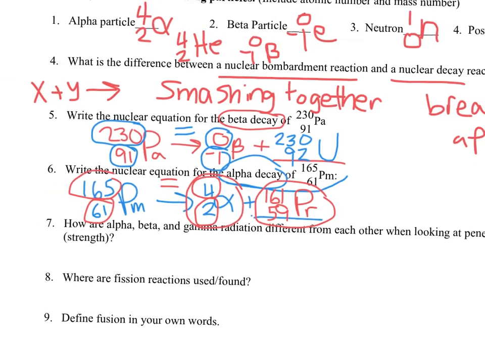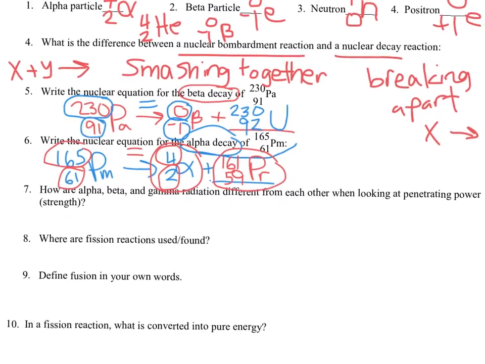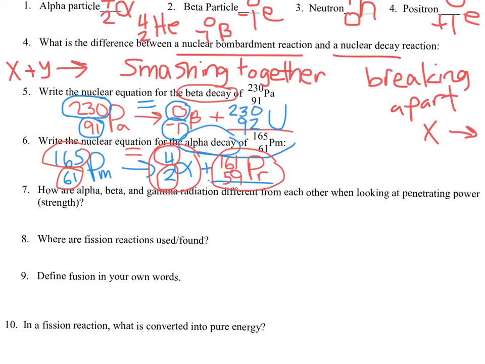So let's zoom out a little bit and look into question number 7. How are alpha, beta, and gamma radiation different from each other when looking at penetrating power strength? So who's the weakest? Well, of all of them, alpha's the weakest. Who's a little bit stronger? The beta particle. And who's the strongest? It's going to be the gamma rays. So alpha's the weakest type of radiation and gamma radiation is the strongest. Remember, gamma needs thick sheets of lead to stop it, where alpha particles, just like a shirt sleeve, will stop it. No big deal.